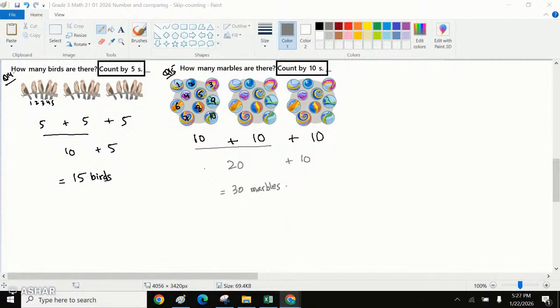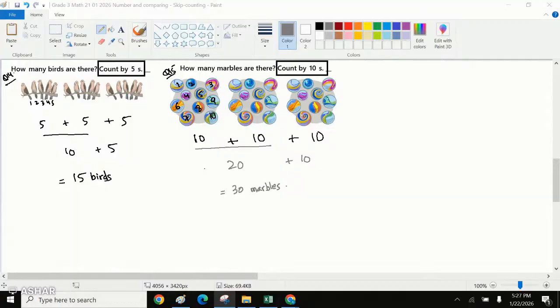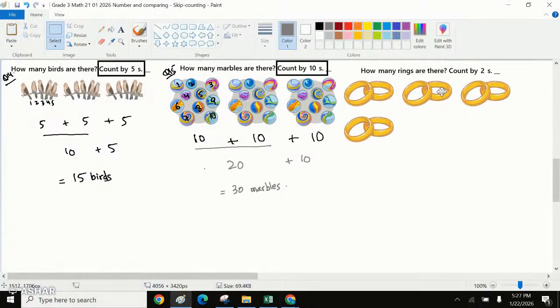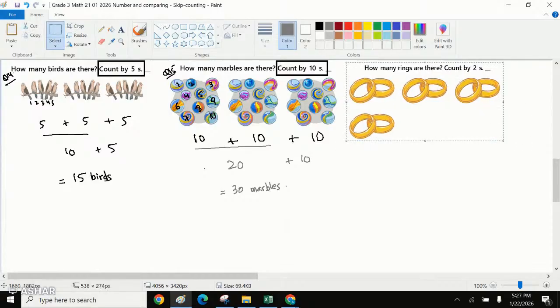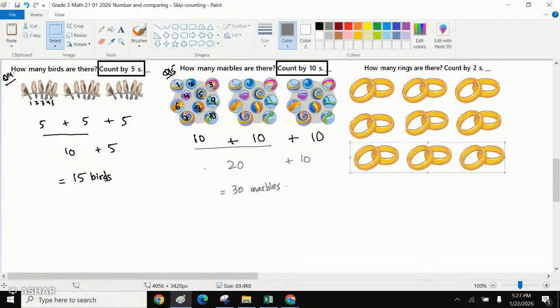Very good. Let's say, okay, how many rings are there? Let's count how many rings are there. We need to count by twos, okay? So while counting the rings, let's say if this was given to us in this manner, let's add some more. Let's say this is this, and we say we add two more over here, three more over here. So how many rings are there in total?